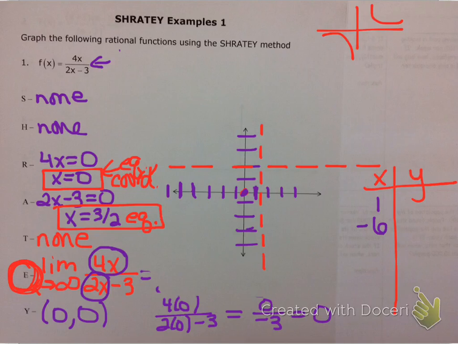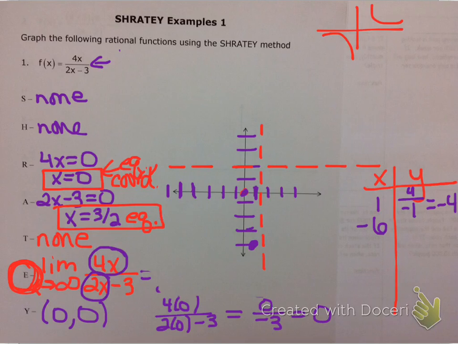So when I plug 1 into my equation, I get a 4 on top, and I get negative 1 on bottom, and so I get negative 4. So when x is 1, I get negative 4. There's a point right there.